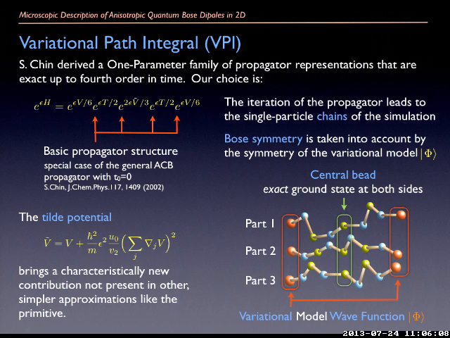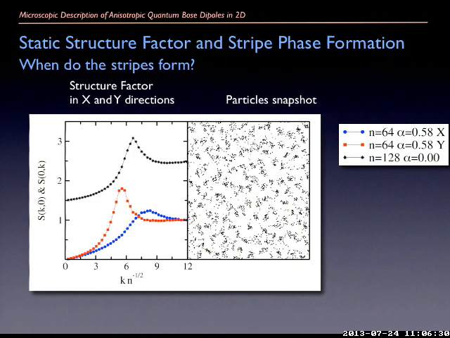The only thing that you have to worry about is this term, which has this dressed interaction here, which is the potential plus something which is proportional to nabla of the potential squared. So you have to take a little bit of care of that. But out of this, it's a standard path integral calculation. And we did that, and what we got was this. Here I show the static structure factor and one snapshot of the system. Here this is the case of alpha equals 0, so fully isotropic, for a density of 128.